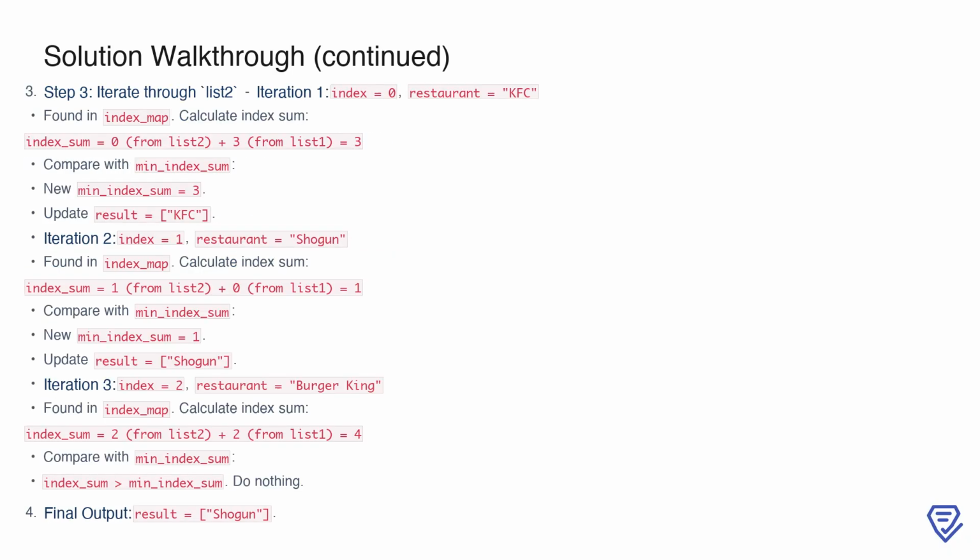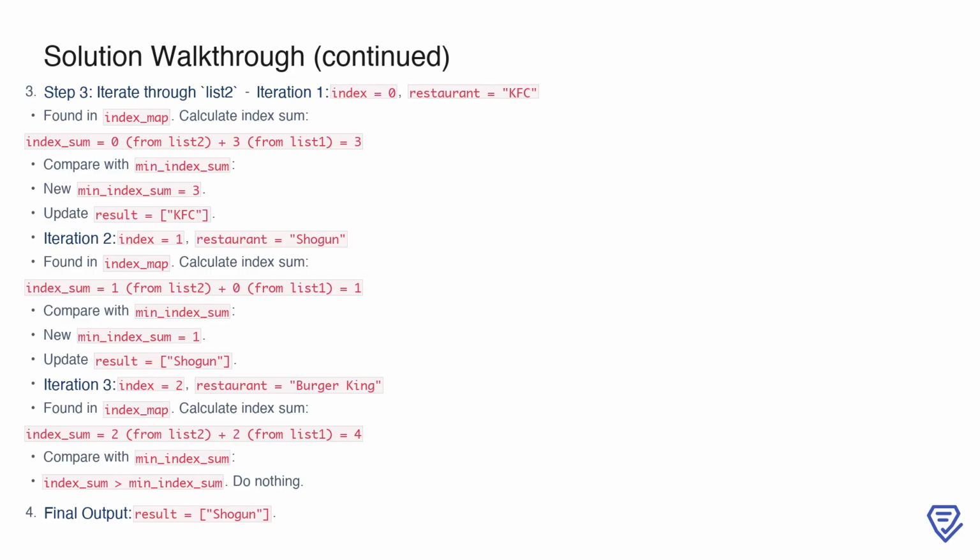As we iterate through list 2, the first restaurant we encounter is KFC, which is found in index_map. The index sum for KFC is calculated as 0 from list 2 and 3 from list 1, giving us a total of 3. Since this is the smallest index sum so far, we update min_index_sum to 3 and set result to KFC. Next, we check Shogun, which is also found in index_map.